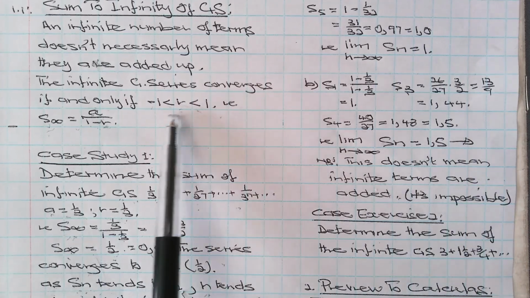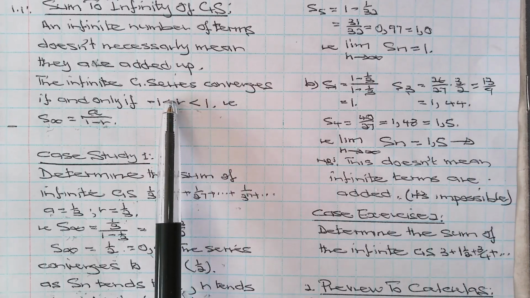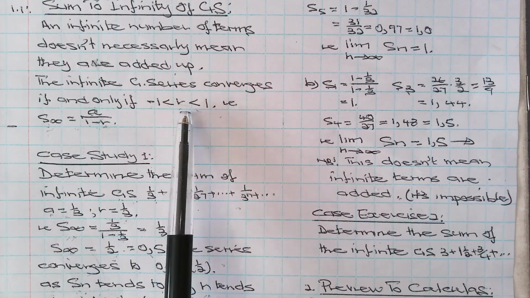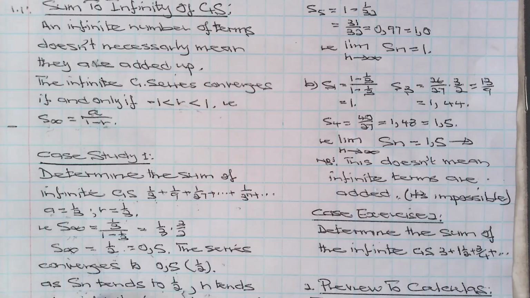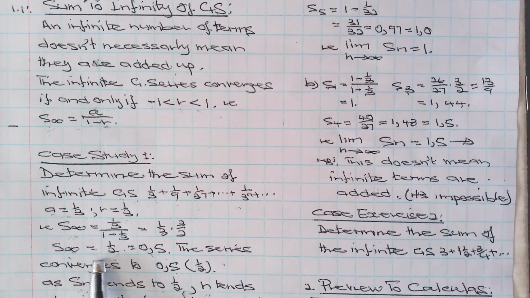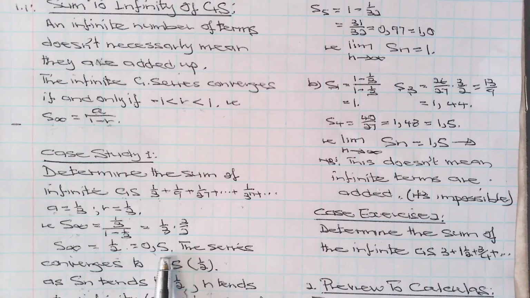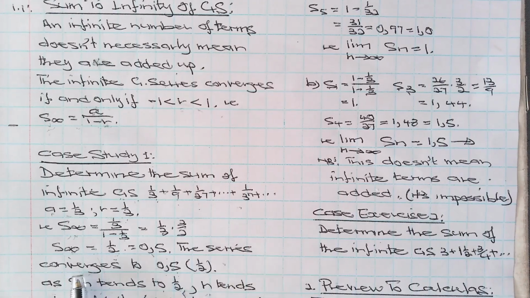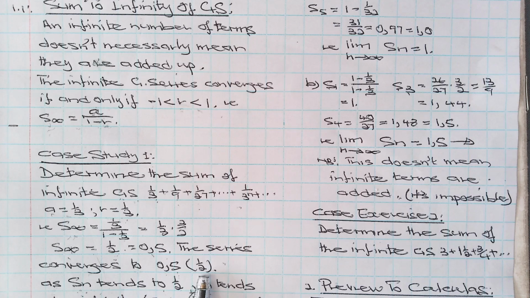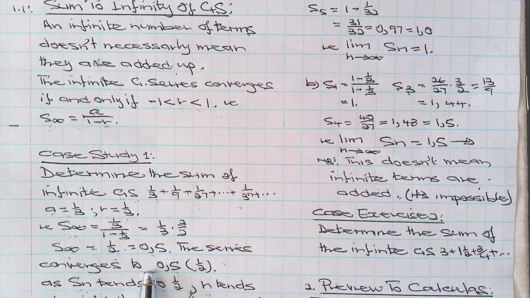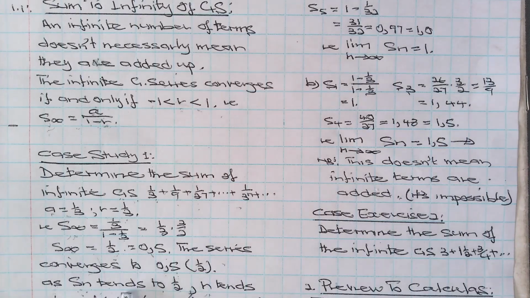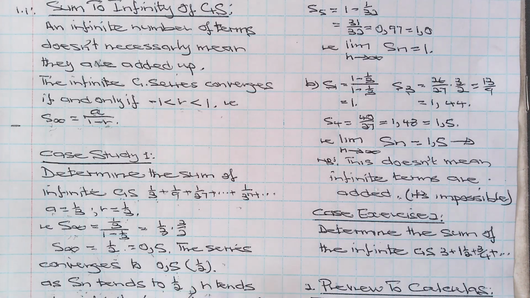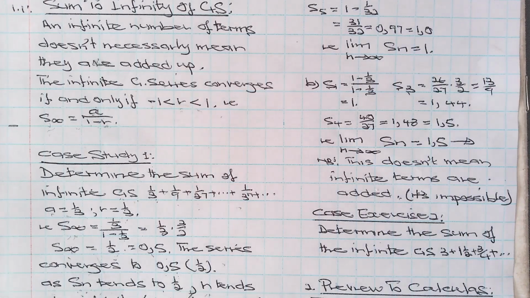Now, if the ratio is a fraction, the series converges. The ratio will be between 1 and -1. The sum to infinity, which is half, equals 0,5. It means the series converges to half. It means whatever it is that we do, we will go towards half as the number of terms tends to infinity.